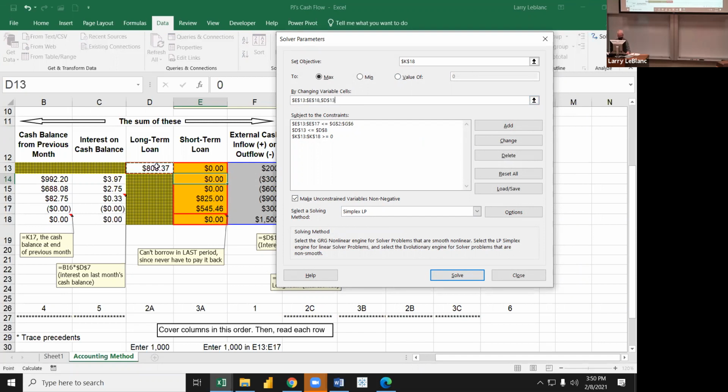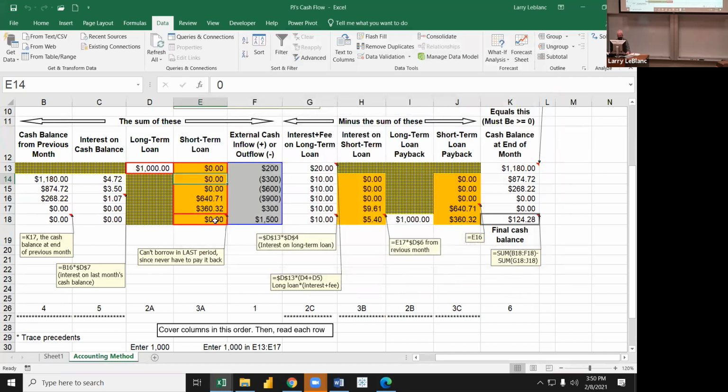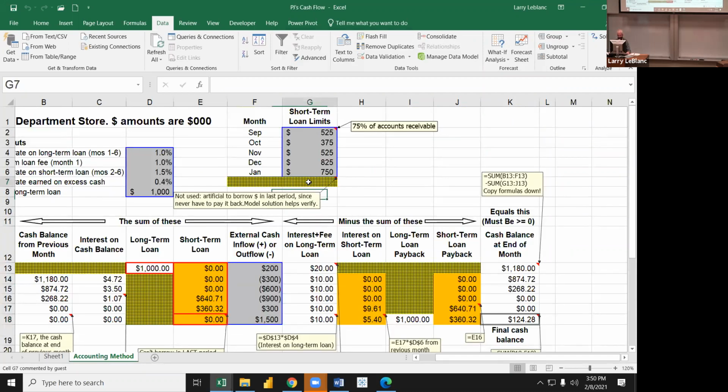I don't think I'm prepared to discuss this one yet. There's something wrong if you let it borrow. Oh, I don't have an upper limit. I would need to tell Solver to put an upper limit right here. We did not tell Solver that. You can borrow all the money you want in the last period, so borrow $1 trillion, a Google dollars, 100 Google dollars. That's what Solver is telling.